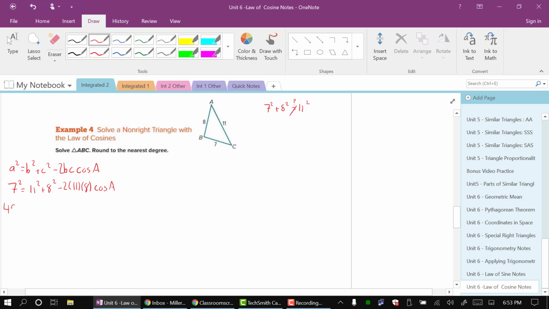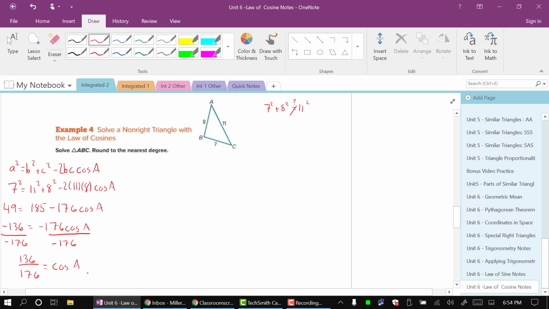Square it all out, 49. Add what we can add together, 185 minus 176 cosine A. Subtract 185 from both sides. That gives me negative 136 equals negative 176 cosine A. Divide both sides by negative 176. Since I'm dividing a negative by a negative, that turns into a positive. So now we're going to get 136 over 176 equals cosine of A.